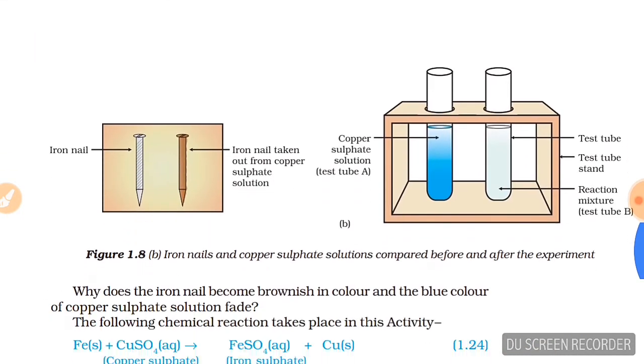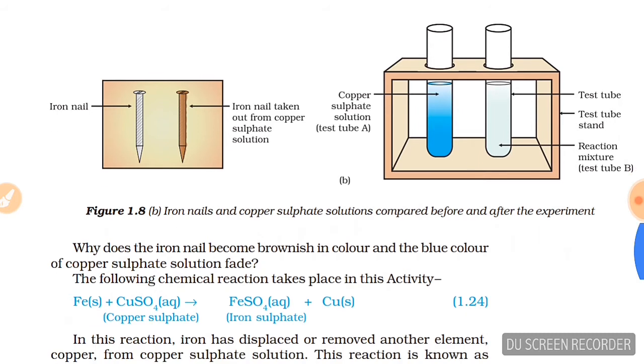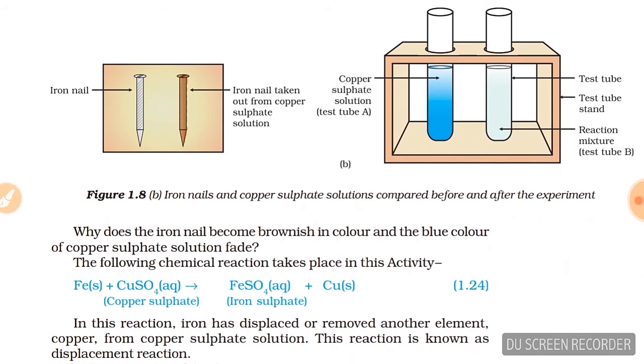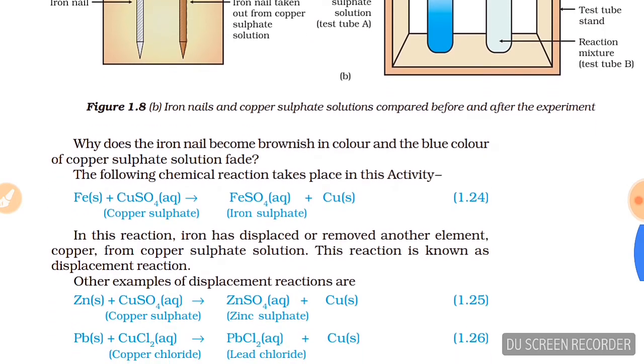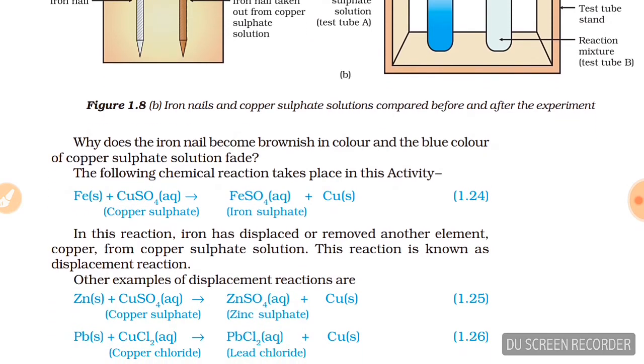that the color of the iron nail turns brownish, and the solution in the test tube, the copper sulfate solution that is of blue color, will turn into a pale blue color. You can see the comparison shown here. The iron nail, which was silver color, has changed into brownish color, and here also the copper sulfate solution in test tube A has changed a little, the color has faded, and this is due to the displacement reaction which took place.